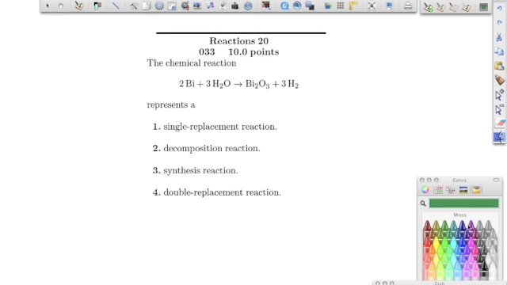Okay, moving on to number 33. It says the chemical reaction, and we see that we have an element plus a compound. In our product we have a compound plus an element. What we can see has happened is that this bismuth has come in and knocked out our hydrogen, and basically they switch places. Now bismuth is bonded to oxygen and hydrogen is by itself. This would classify as a single replacement reaction.